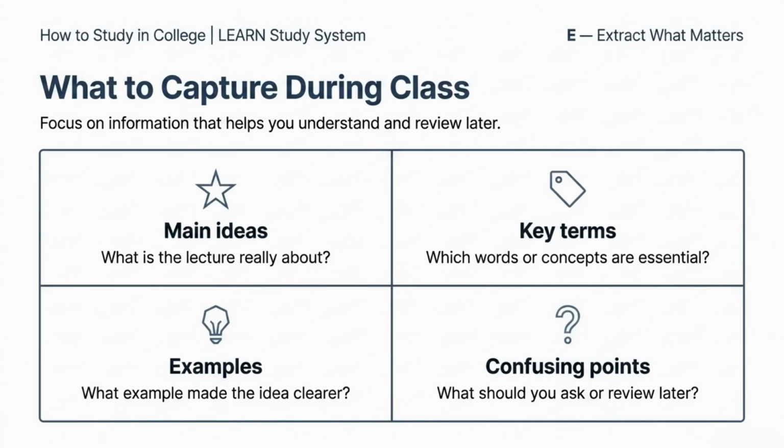For example, in a psychology class, do not only copy the definition of classical conditioning. Also write the example your instructor used, and write a question like, how is classical conditioning different from operant conditioning? That kind of note is much easier to study from later.